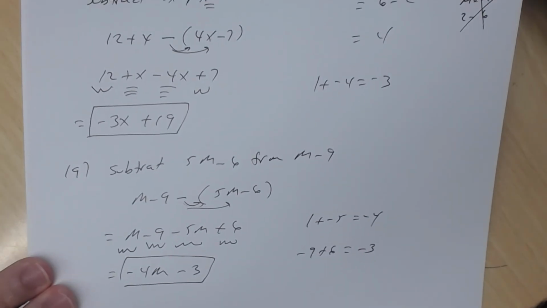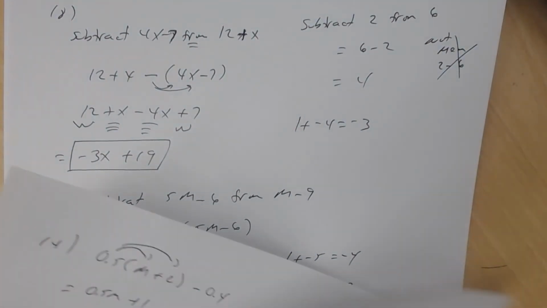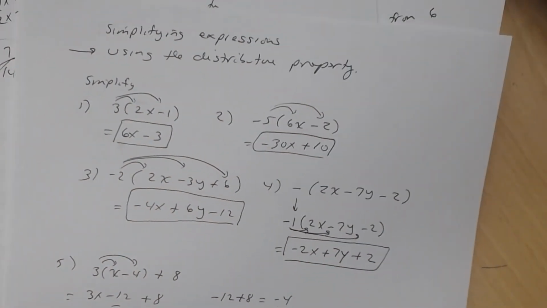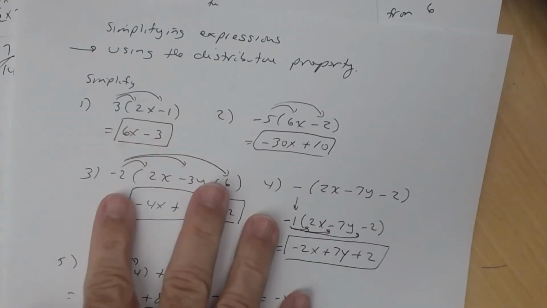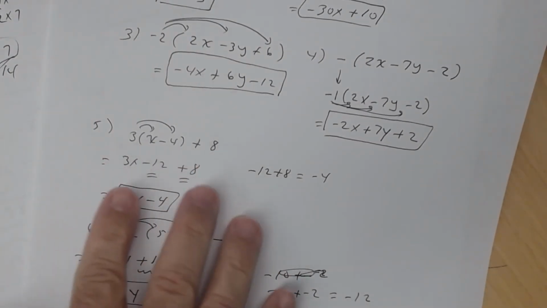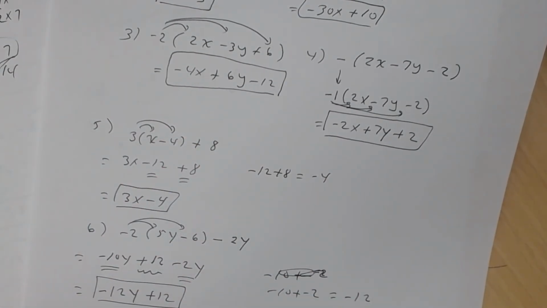Okay? All right, so that was the lesson on simplifying expressions using the distributive property. We viewed the distributive property first from the previous lesson, and then we started noticing that when we do the distributive property, I can still combine like terms. Okay, so that was the end of this lesson.